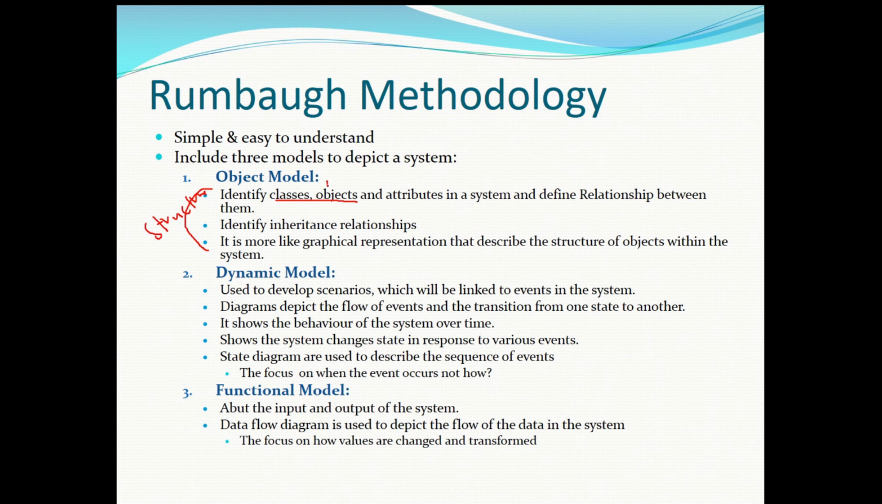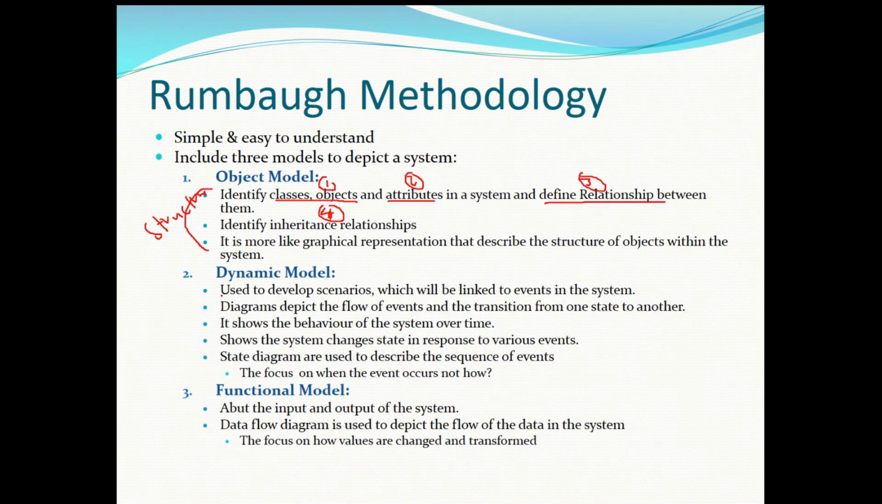Then you have to identify the attributes for each object or class, and then draw the relationships between them. You can specify the relationships, including inheritance, multiplicity, the degree of the association, and so on. And you have described the structure of the system. It's more like a graphical structure, like a class diagram or object diagram.